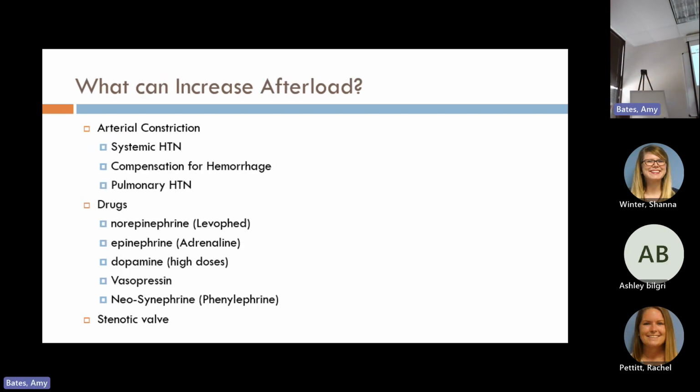Okay, what increases our afterload? Arterial constriction, right? So if you have systemic high blood pressure, or if you have compensation for hemorrhage, like we just said, all of your blood vessels constrict, or pulmonary hypertension, and that's the increased afterload for the right side of the heart. We do this on purpose with drugs like Levophed, Epi, dopamine, vasopressin, Neo, or you can have a stenotic valve. So either you have a stenotic pulmonary valve, or you have a stenotic aortic valve.